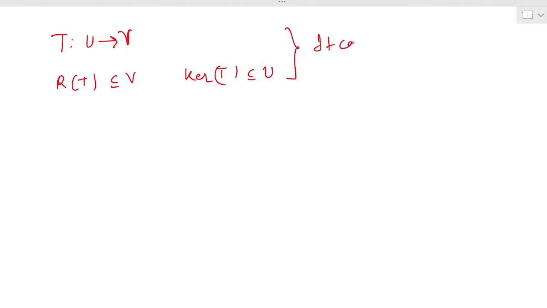So if I'm defining a linear transformation T from U to V, the range space would be a subset of V, right? After all, whatever range is there, it is going to be a subset of V. So the range of T would be a subset of V, and the kernel of T would be a subset of U. And it can be shown, and I'm not going to show it right now, that they themselves form a vector space, or you can say that they are subspaces. They are not only subsets, but they are subspaces.